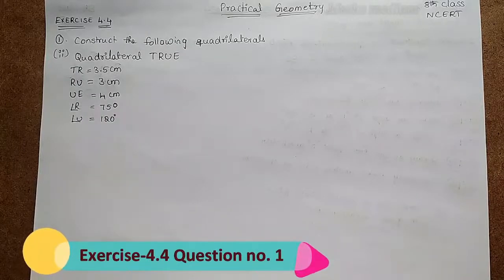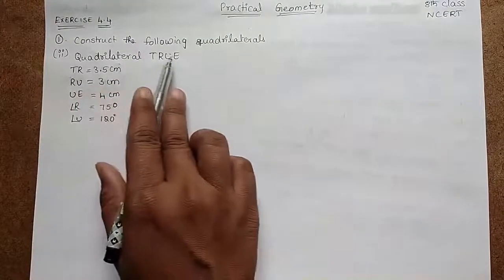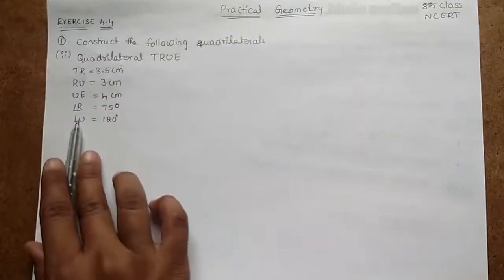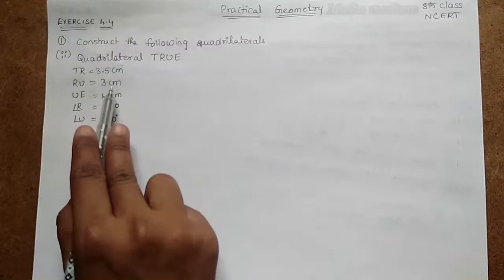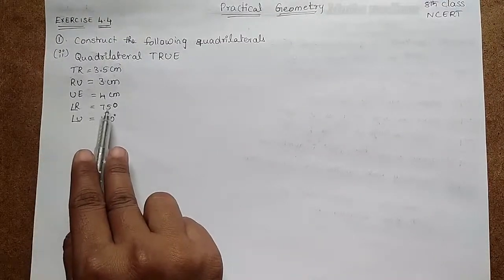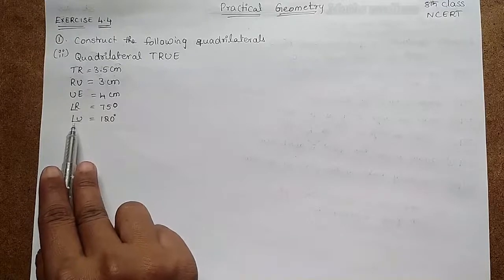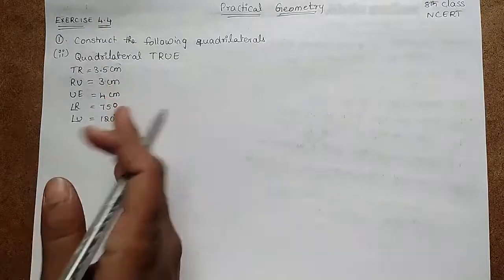Hi, hello, welcome to Maths Medium. Today I came with exercise 4.4 from Practical Geometry, 8th class NCERT. Question is, construct the following quadrilaterals. Quadrilateral TRUV. Here are the given sides and angles. TR is equal to 3.5 centimeters, RU is equal to 3 centimeters, UV is equal to 4 centimeters, angle R is equal to 75 degrees, and finally angle U is equal to 120 degrees. Here are the given 3 sides and 2 angles.